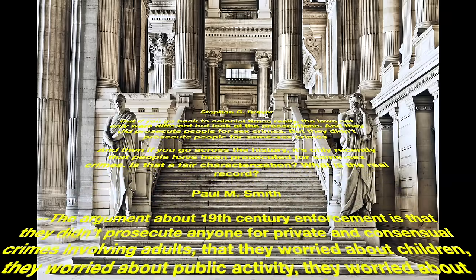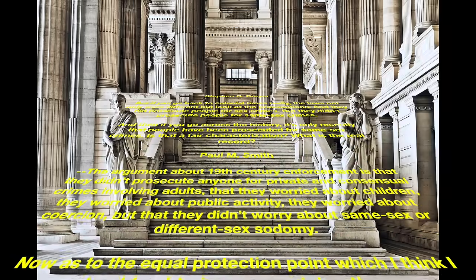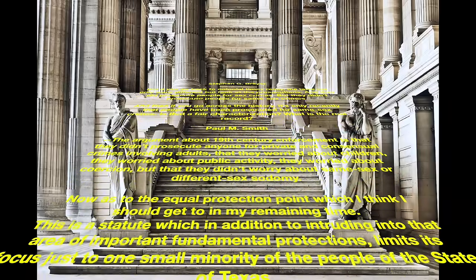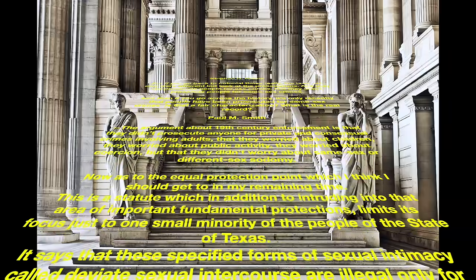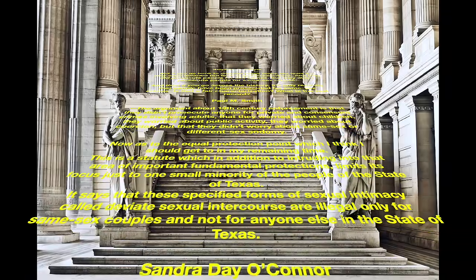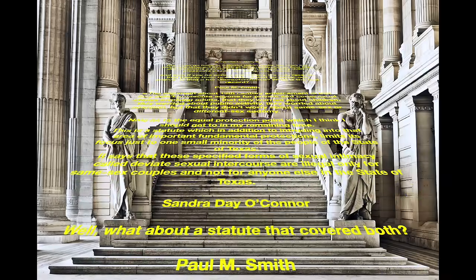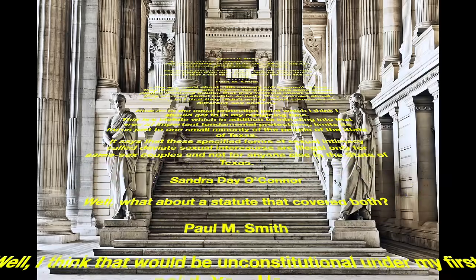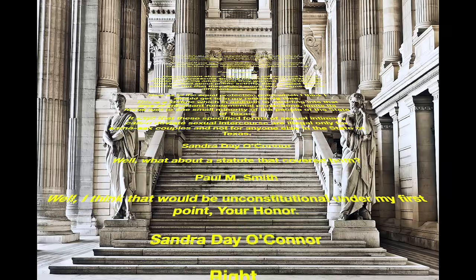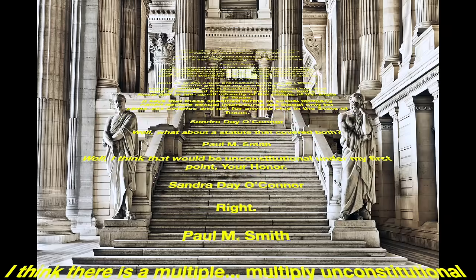The argument about 19th century enforcement is that they didn't prosecute anyone for private and consensual crimes involving adults. They worried about children, they worried about public activity, they worried about coercion, but they didn't worry about same-sex or different-sex sodomy. Now, as to the equal protection point, which I think I should get to in my remaining time, this is a statute which, in addition to intruding into that area of important fundamental protections, limits its focus just to one small minority of the people of the state of Texas. It says that these specified forms of sexual intimacy called deviant sexual intercourse are illegal only for same-sex couples and not for anyone else in the state of Texas.